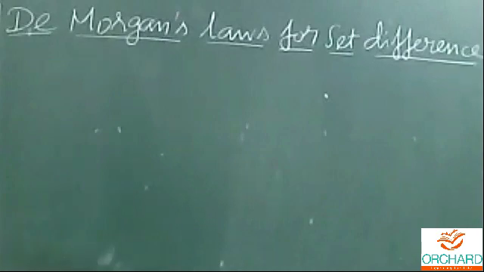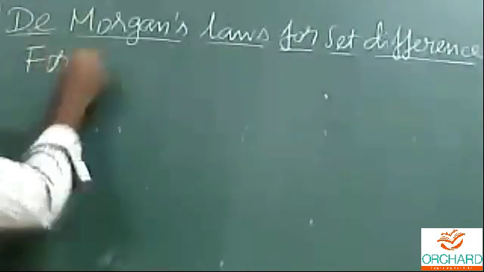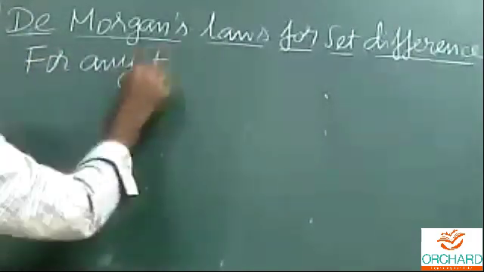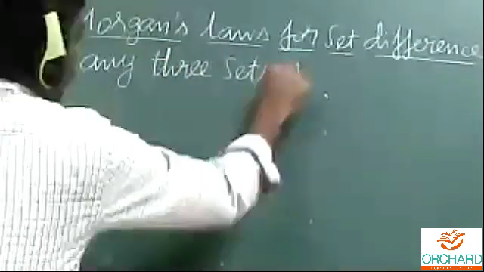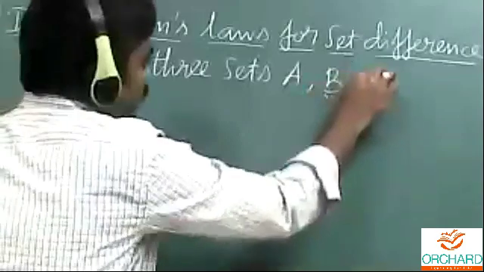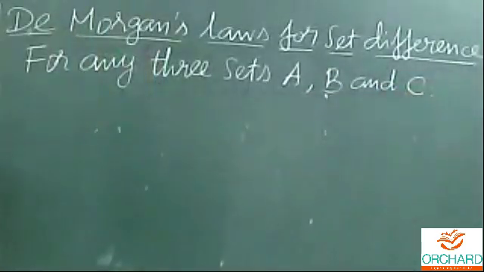Okay, De Morgan laws for set difference. First, I'll write a property for any three sets. For any three sets A, B, and C.